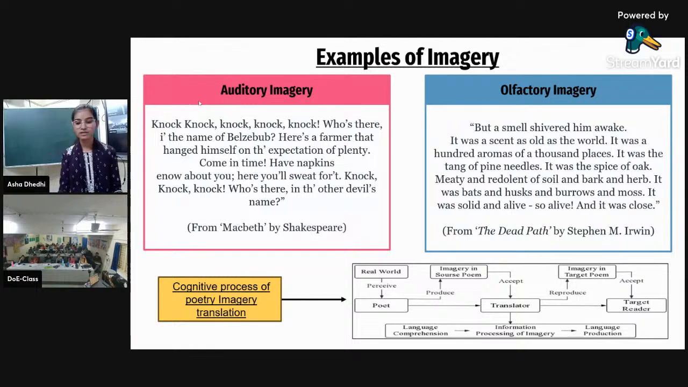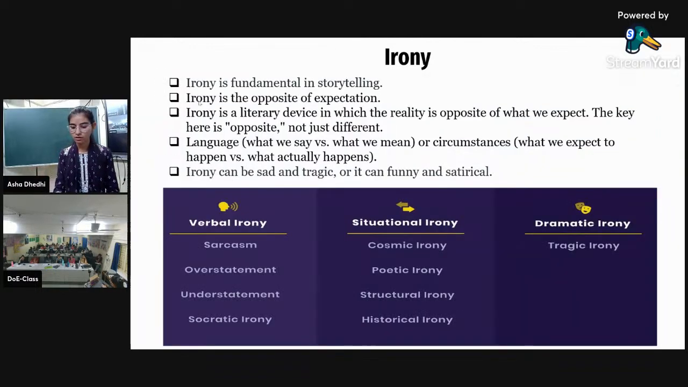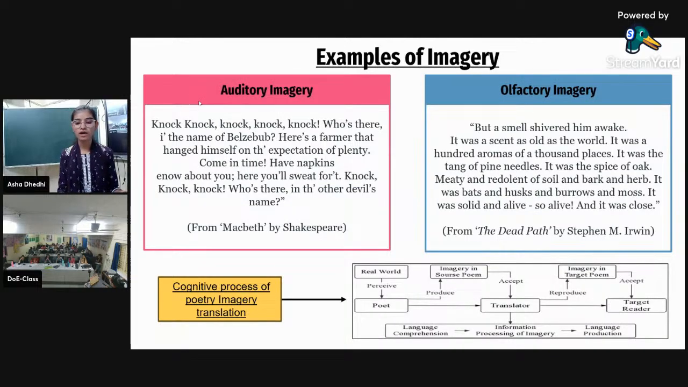Irwin. Now, there is another thing given here, that is the cognitive process of poetry, imagery, translation, and how these kinds of imagery get translated in our mind whenever we are reading that particular text. The table is given here. First, the image; then the writer will use certain language to describe his feeling. And whenever the readers are reading those images, they work as translators, and those kinds of images also get created in their mind.